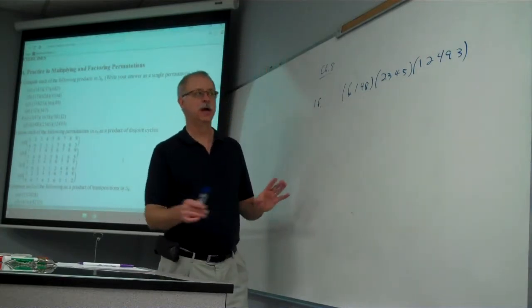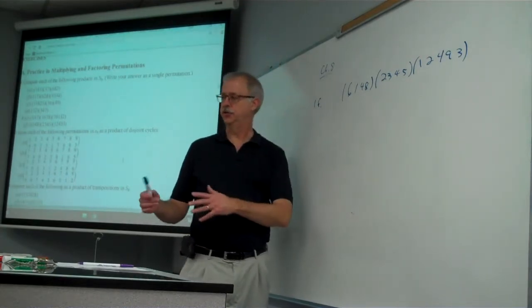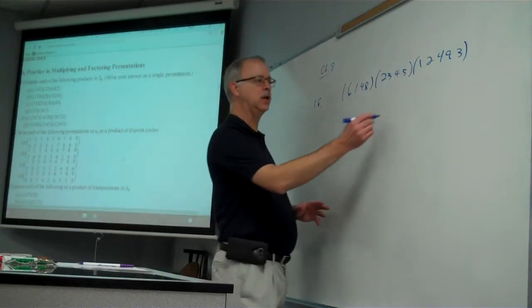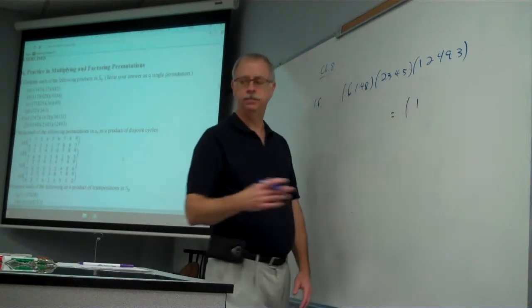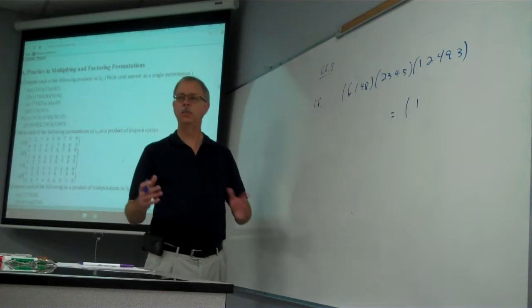So the cycles aren't disjoint. Our goal is to get disjoint cycles. As we start looking at this, let's start with 1 and see, well, where does 1 go?